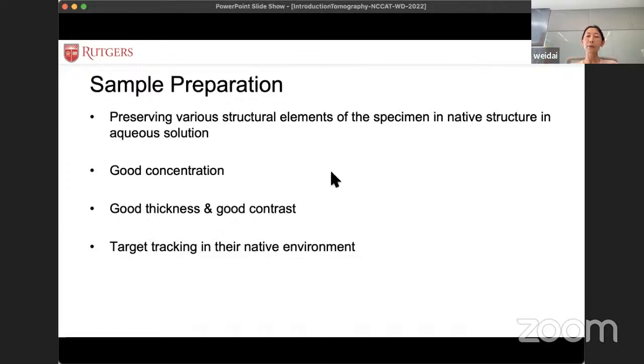But one thing probably special about sample preparation in tomography is that very often the sample is not purified. You will eventually need to track your target either in its native environment or in a very complex environment. Because of that, you need to think about this particular aspect at the sample preparation stage, okay?